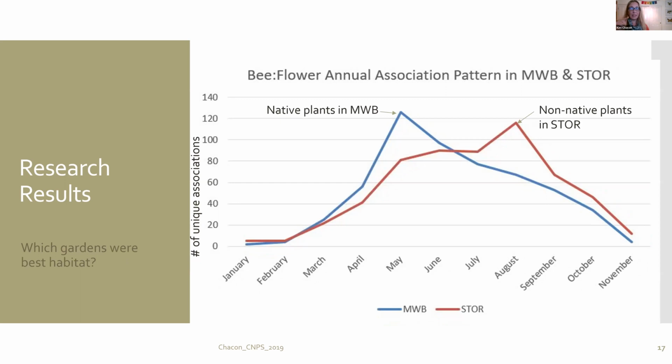And what we're seeing is that the Storer gardens, some of them are non-native, some of them aren't, and they are peaking later, like in August, and bees are still going there. So those bees that are later season bees are using the Ruth Storer garden.